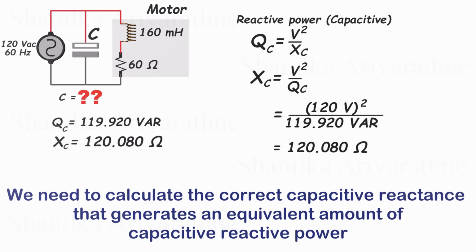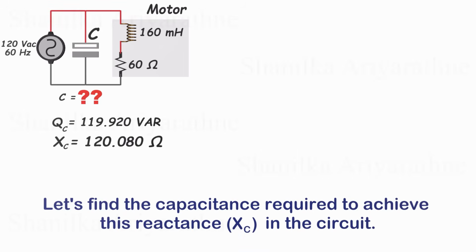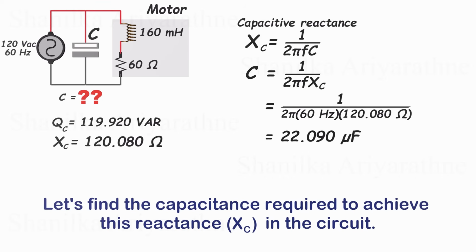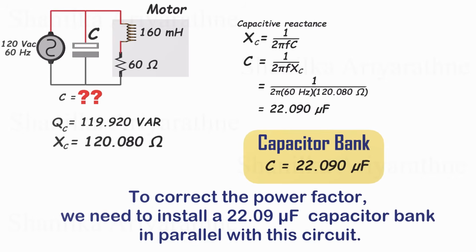We have determined the reactance of the capacitor. Now, let's find the capacitance required to achieve this reactance in the circuit. Eureka! We have calculated the capacitance. To correct the power factor, we need to install a 22.09 microfarads capacitor bank in parallel with this circuit.